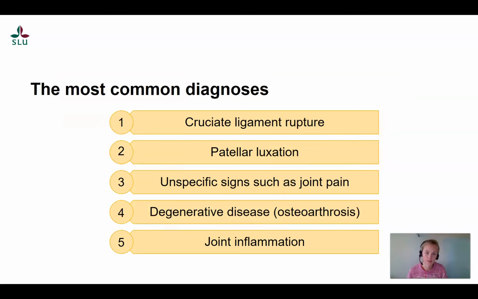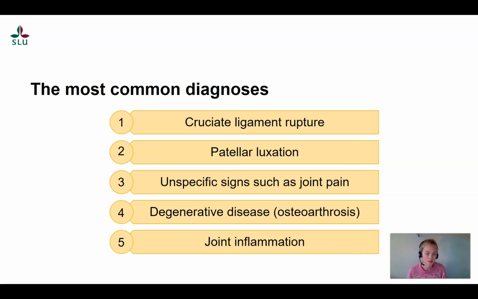And here you can see the most common diagnoses. In first place we have cruciate ligament rupture, and in second place patellar luxation. But in third place we have a group of diagnoses involving unspecific signs from the knee joint, such as joint pain, for example. And this can indicate that it can be quite hard to find a specific diagnosis right away.